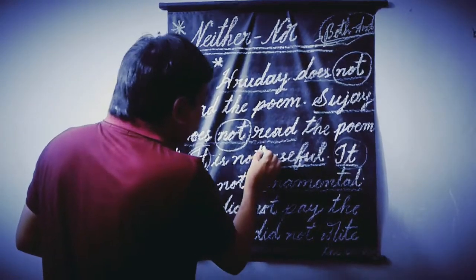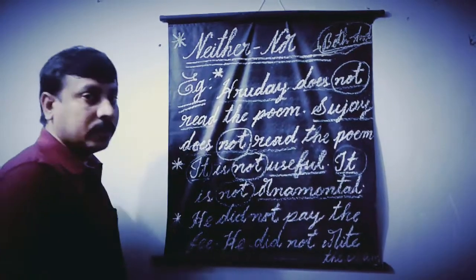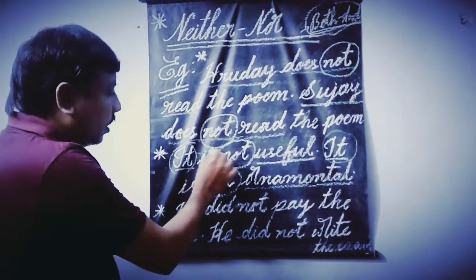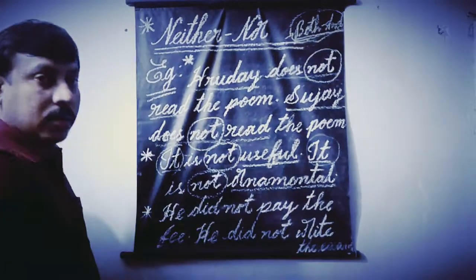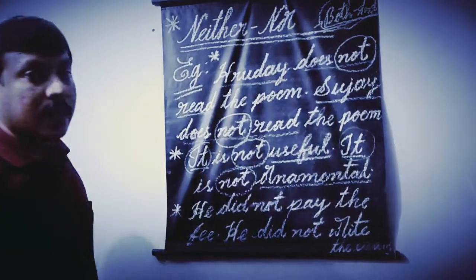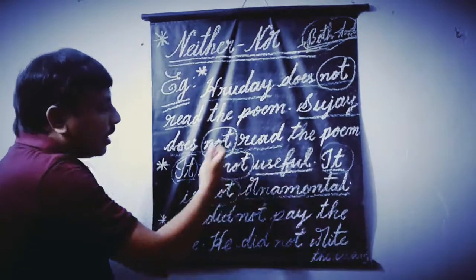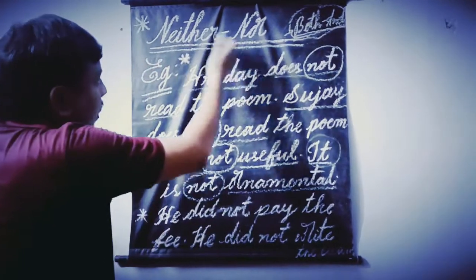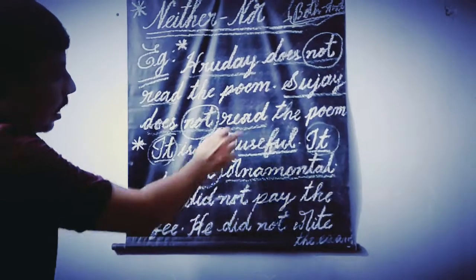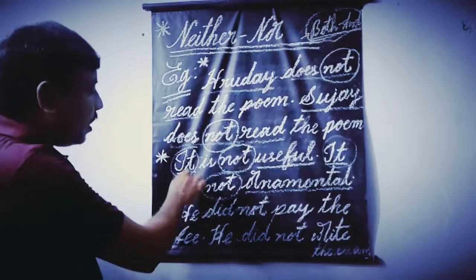Here we can remove not from the two events. Here neither nor gives negative sense, so we need to remove not from the given events. So you can combine these two negative ideas by using neither nor. How to combine? It is neither useful nor ornamental. That is the answer for the given question.